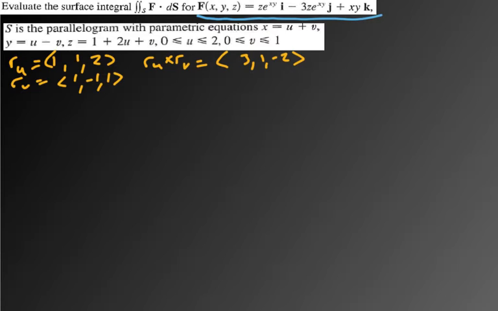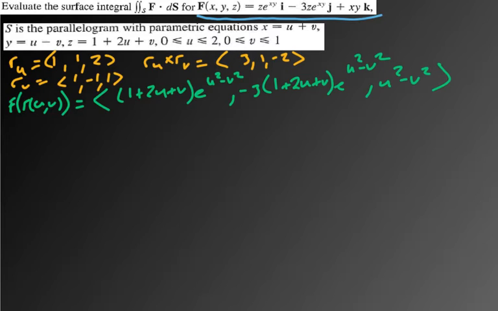Then you would have to do F of R(u, v). This is the idea where we're combining that parametrization with my vector field, right? All you have to do is, you have x, you pop that in there. You have y, you pop that in there. If you do all of that, you would get the following. This comes up in here because when we do x times y, you basically get the factors of a difference of squares, so I'm just writing it that way. But that is F of R(u, v).